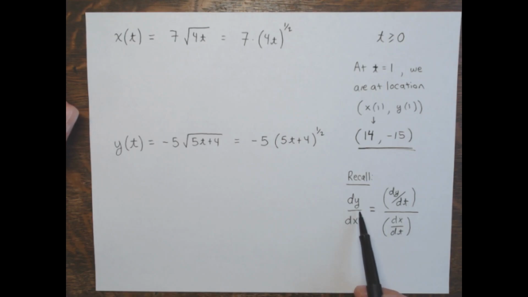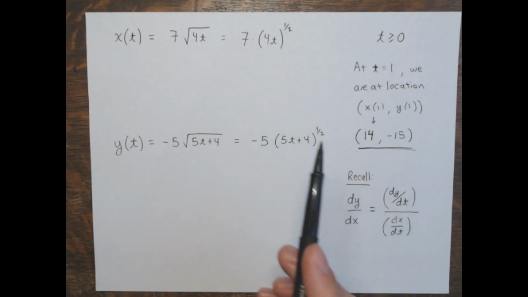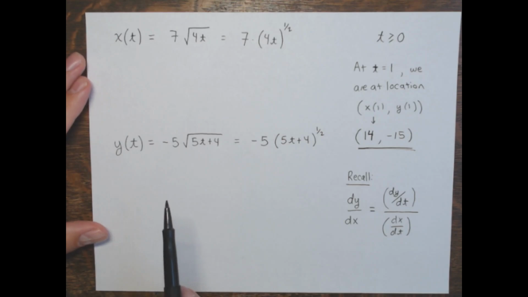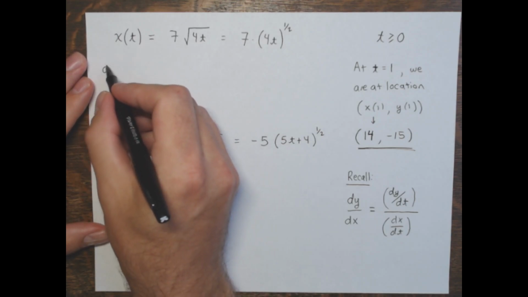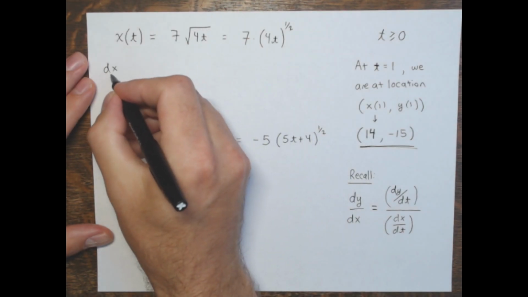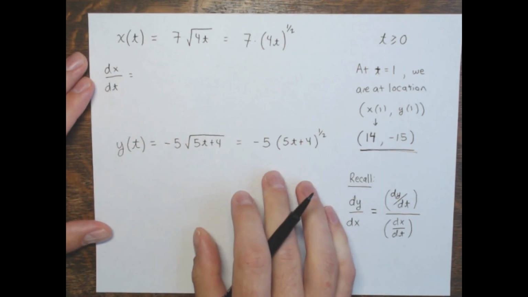So, to find the slope of the tangent line to our curve anywhere, we can find the derivative of y with respect to t, and then divide it by the derivative of x with respect to t, and we have y in terms of t, x in terms of t up here. So let me find those. We have x given in terms of t, so we find dx/dt, the derivative of x with respect to t.